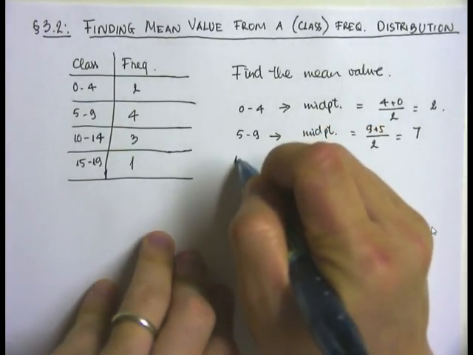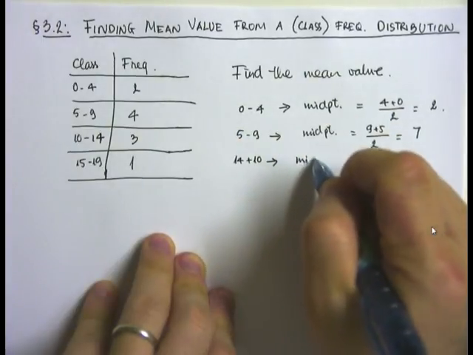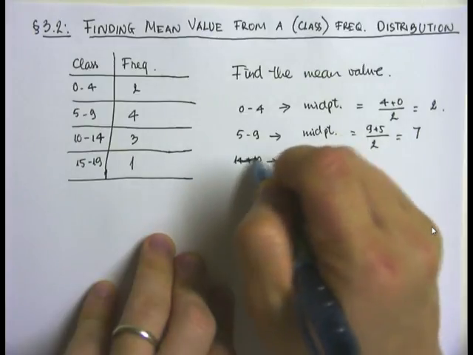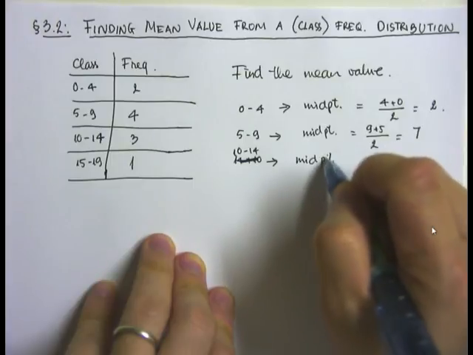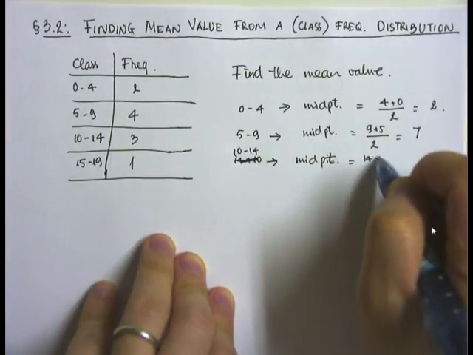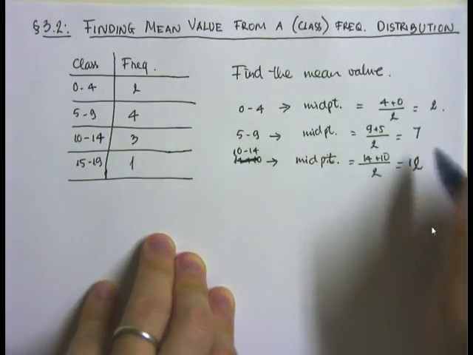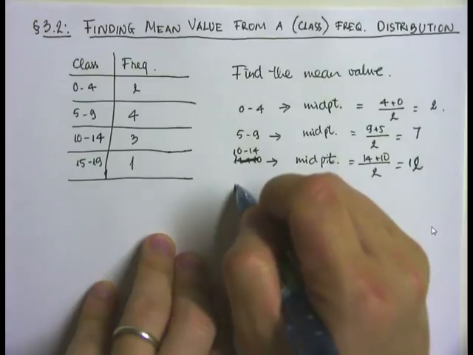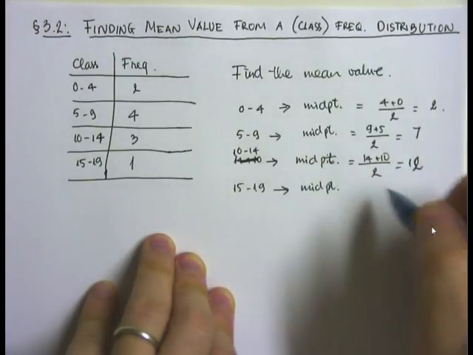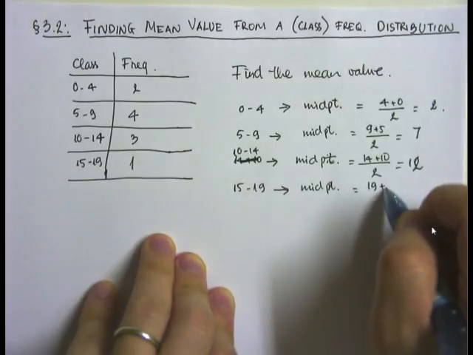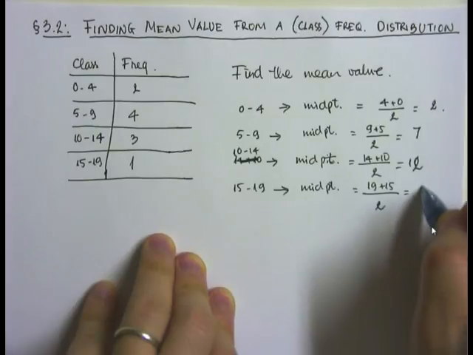Here we're doing 14 plus 10 for my next class to find the midpoint. For my class from 10 to 14, the midpoint equals 14 plus 10 divided by 2, and that gives me 12. And my last midpoint, for the class from 15 to 19, is 19 plus 15 divided by 2, and that gives me 17.